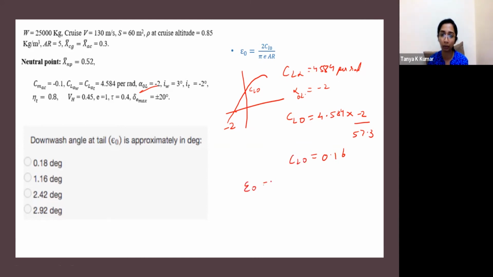So what is epsilon naught now? 2 into 0.16 by pi. E is given as 1. Aspect ratio of the wing is 5. What is this value? Zero point 0.02 radians. So converted to degrees, how much will we get? 1.16 degrees, right?